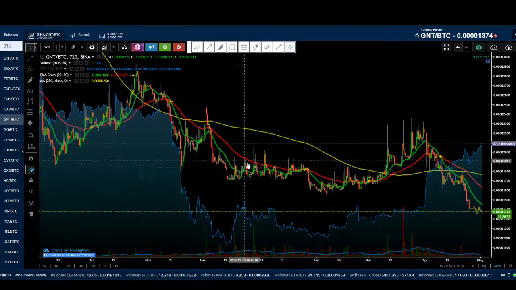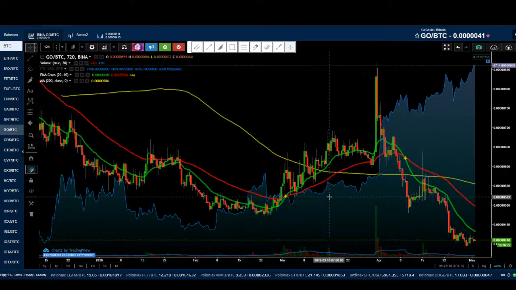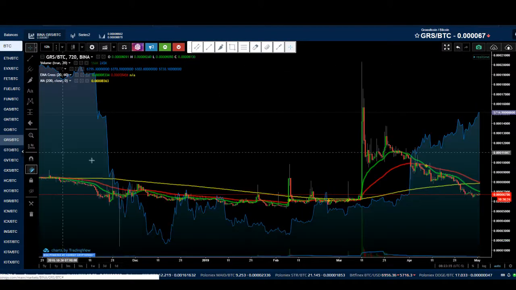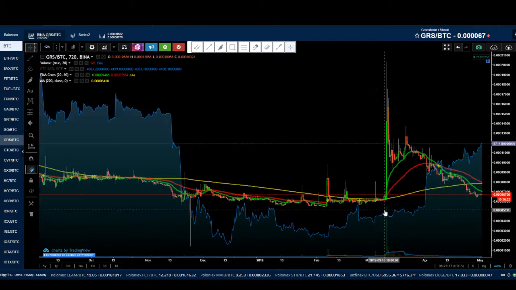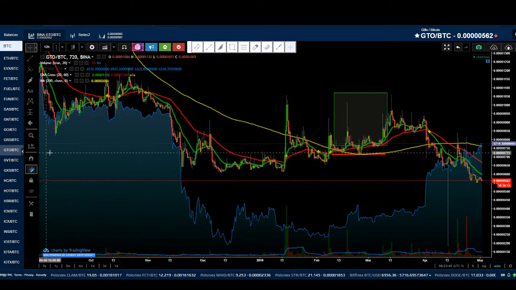GNT, fail. Go. Fail could be up to a near fail tomorrow. GRS is a pass. It's enough above these levels that I have to give it a pass. GRS. Yep, that's what it was. GTO was a fail and remains a fail.